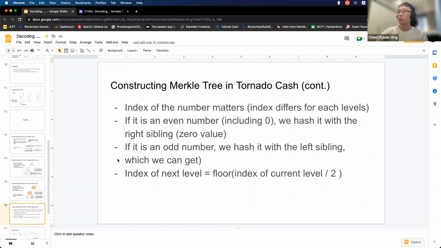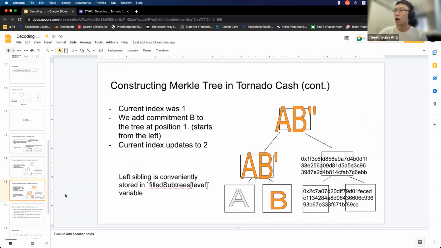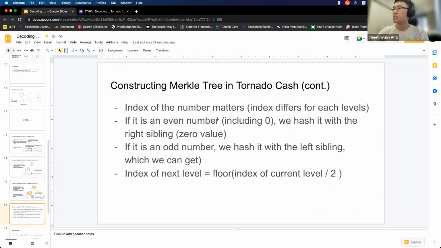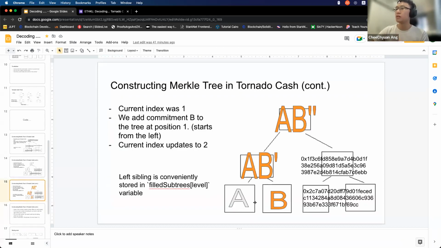Notice that this one uses the 0 value, but this one uses the left sibling. So how does the code determine which one to use? They rely on the index. If the index is an even number, including 0, we hash it with a 0 value, because that's going to be the right sibling. If it's an odd number, like in this case where the index is 1, we hash it against the left sibling. And the index is specific to the current level.